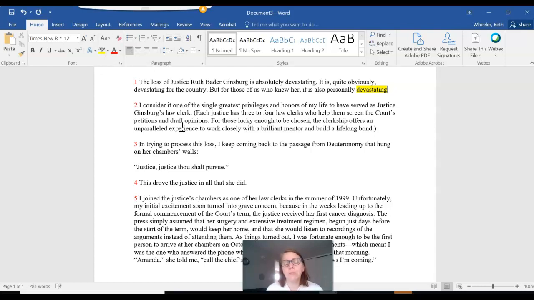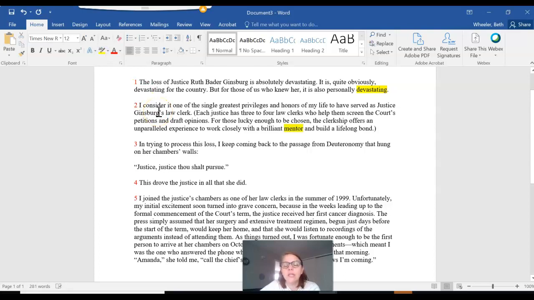You can't make people think that the article is about something different, right? So using the right words is really important here. I've done devastating here. Let's do paragraph 2. The author is a woman who served Ginsburg as a law clerk. She had an unparalleled experience in mentorship. So I'm going to say mentorship, because this is what she's talking about here, that she worked in Ruth Bader Ginsburg's office and under her as a law clerk.